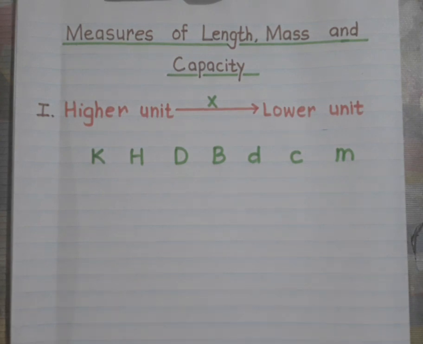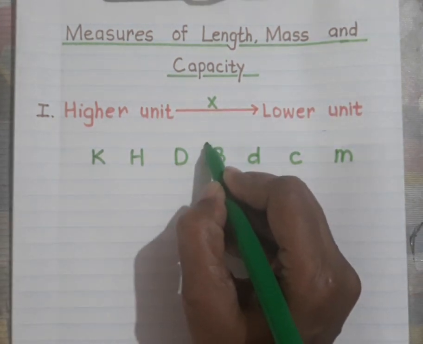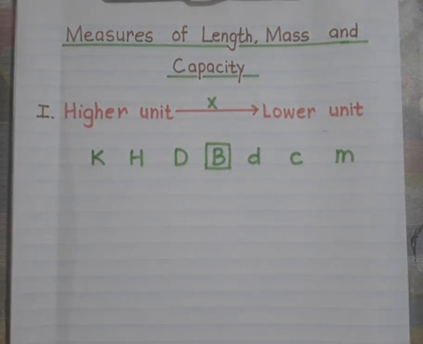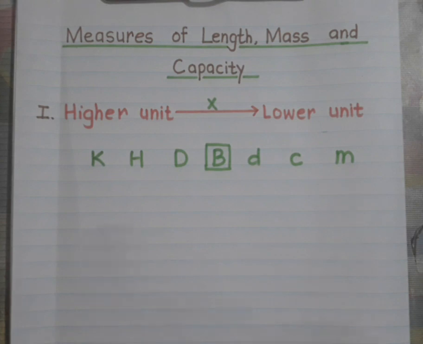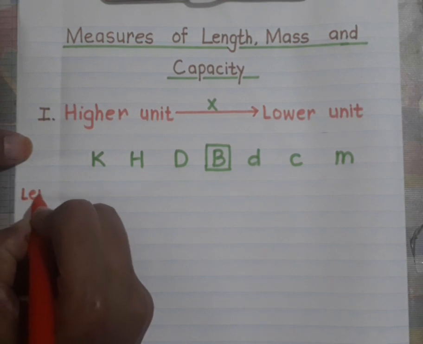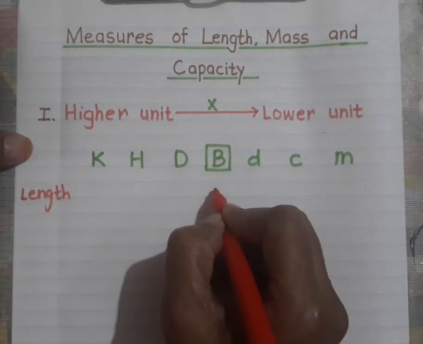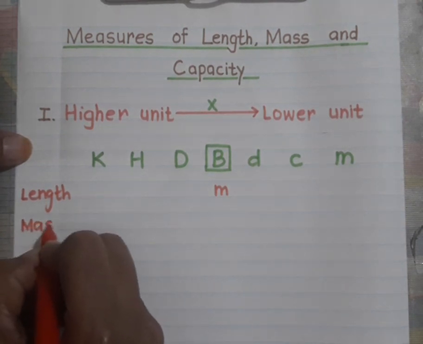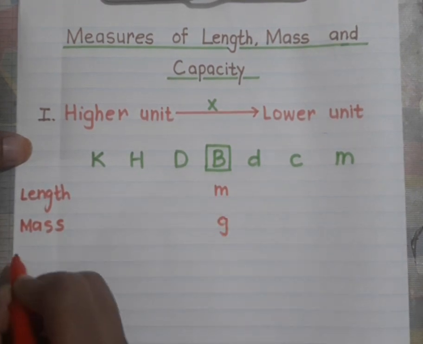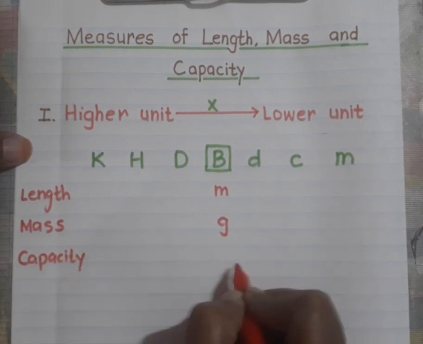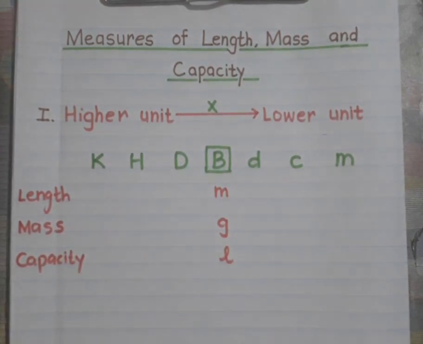Before I go ahead, we have the letter B here, which I have used for basic. And when we say basic, it means we are talking about the standard unit, right? The standard unit for length is meter. The standard unit for mass is grams. And the standard unit for capacity, for the liquid things, it is liters. You are already aware of this, isn't it?